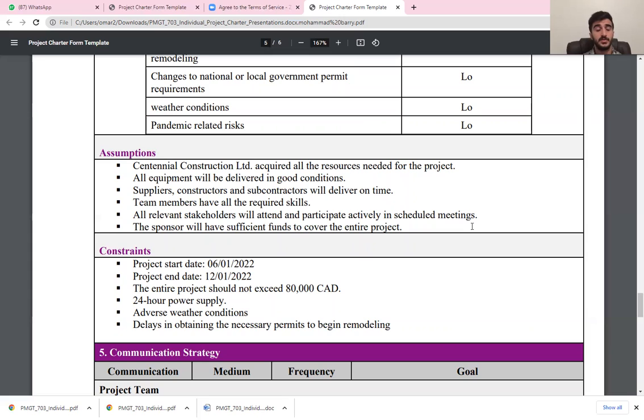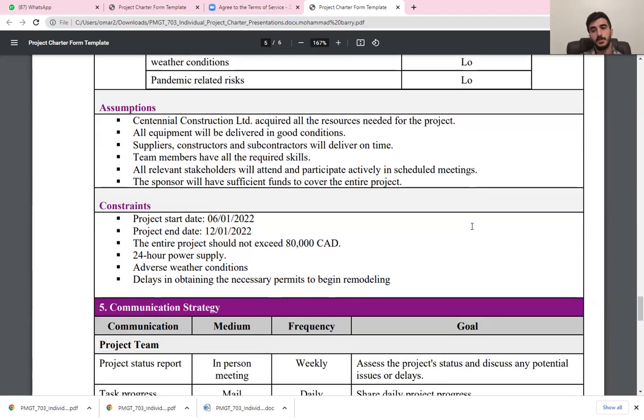This demonstrates that the factors that could affect the project may cause delay, or affect the quality of the project, or the project overall, which is the starting date, the ending date, the funding, and the weather condition. All of these could affect the whole project.